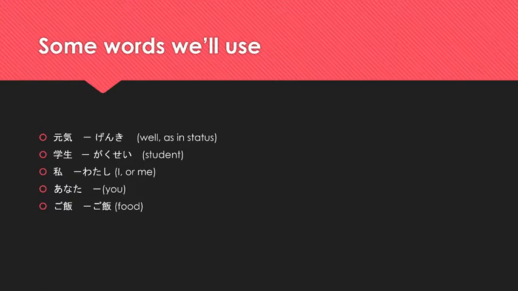So the words that we'll be using tonight are genki, which means to feel well, as in I feel well, not well in the weird way that we use it in English. Gakusei means student. Watashi means I or me. Anata means you. And gohan means food. And we'll see how these are used as we go on.